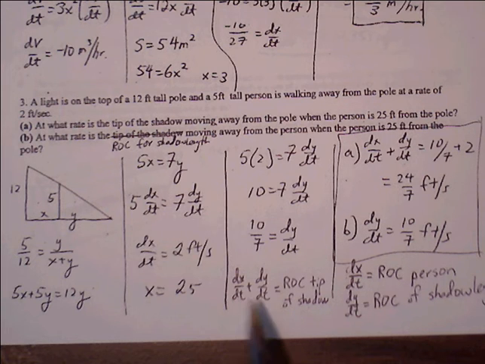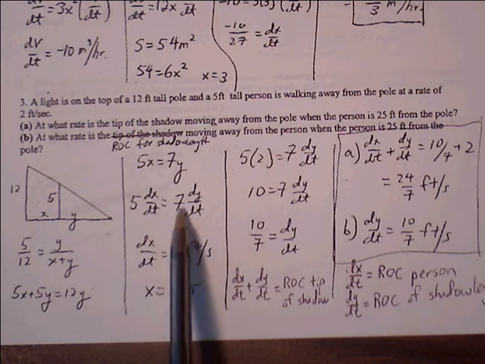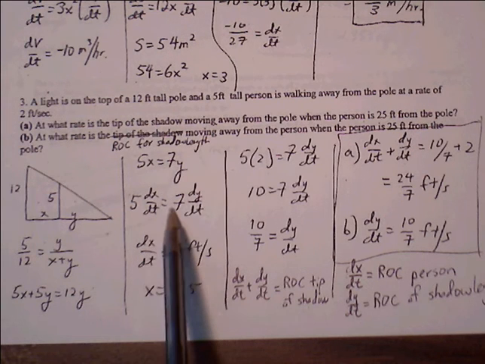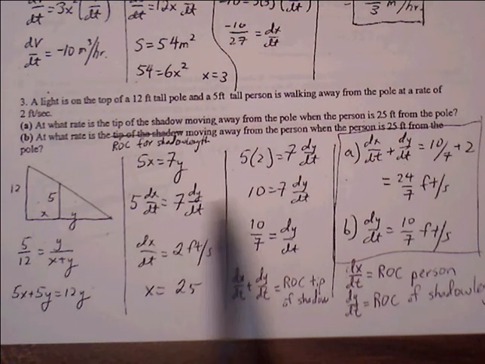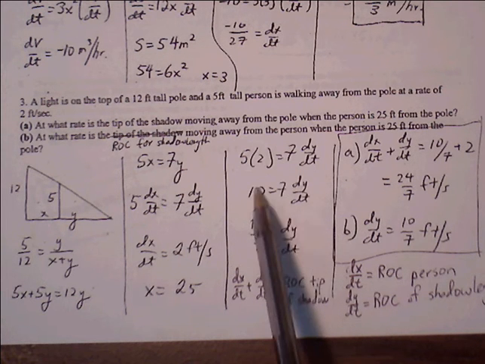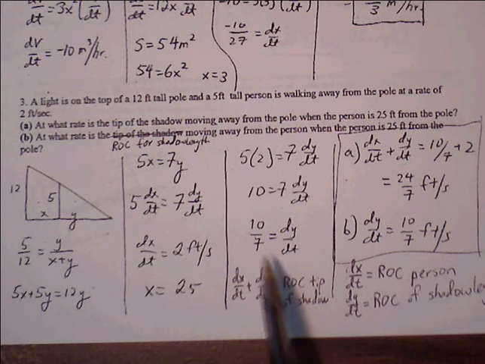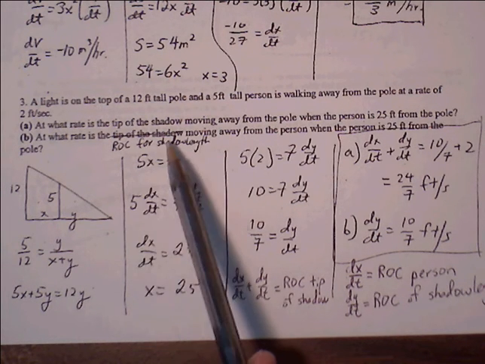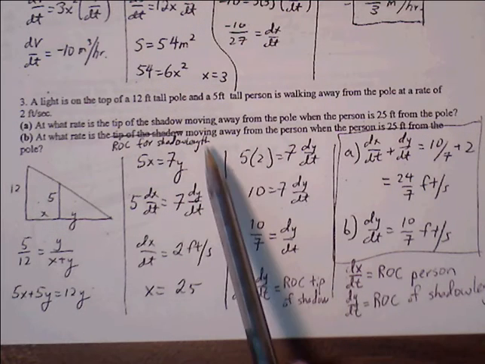So if we want to find dy/dt, we're going to go back to this differential equation here. dx/dt gets replaced with 2, and we want to solve for dy/dt. So 5 times 2 is equal to 7 times dy/dt. Divide both sides by 7, and we get 10 over 7. So 10 over 7 is dy/dt, so that actually answers part B, the rate of change for the length of the shadow.